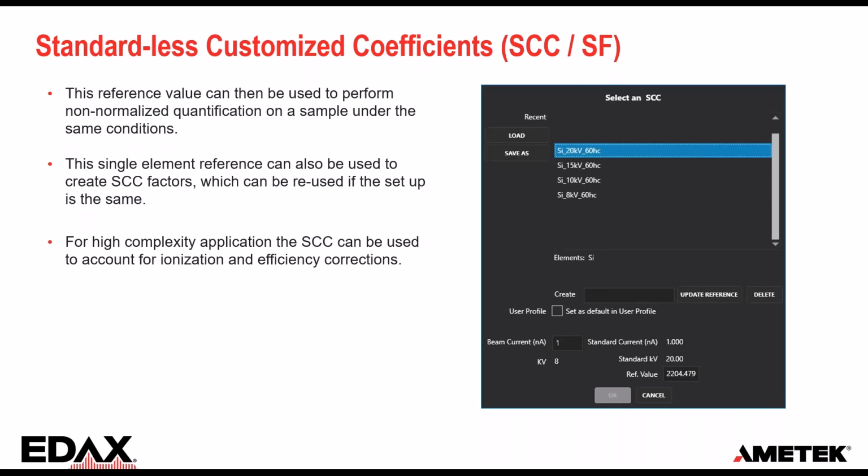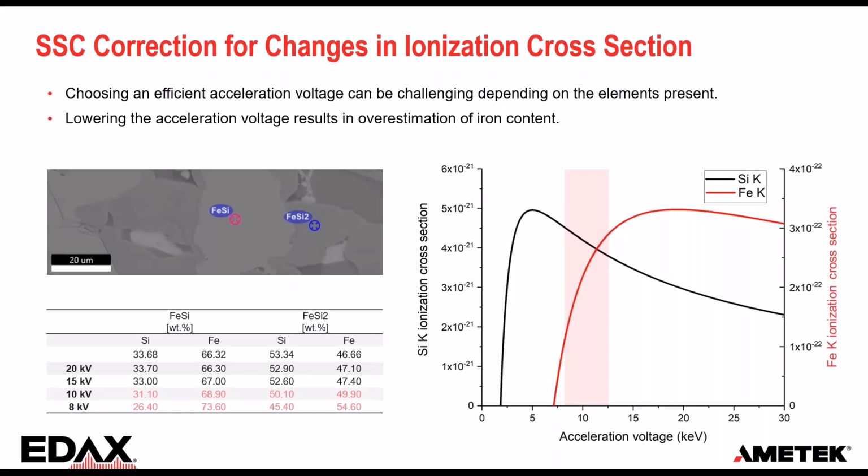And for each of those references we saved, we have the option to apply empirical corrections for all the elements. For certain elements, we can select them and put values in manually. We can also use a measurement to do that. And that is, for example, helpful for high complexity applications where we want to account for changes in ionization cross-section. So I will give you a little example for that too. And again, we end up on our iron silicide sample to show you what that means.